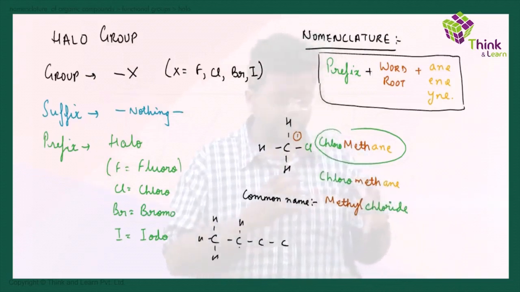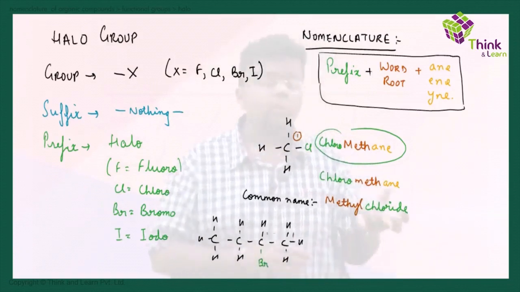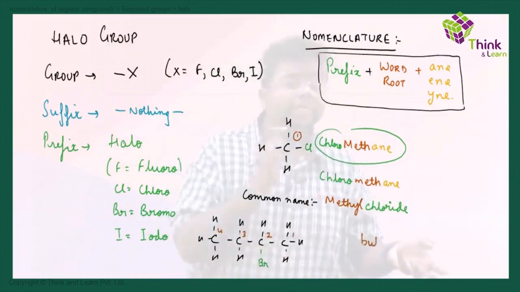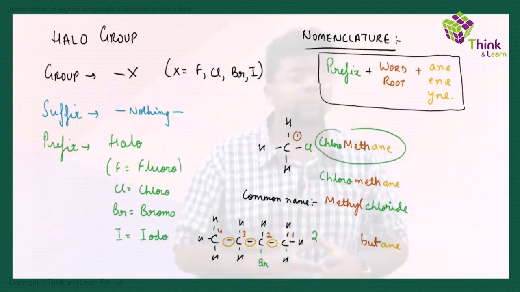So now, if we take another example such as this, what should be the name? The parent chain would be called butane. But on the 2nd position, you have a bromine, so this is called 2-bromobutane.